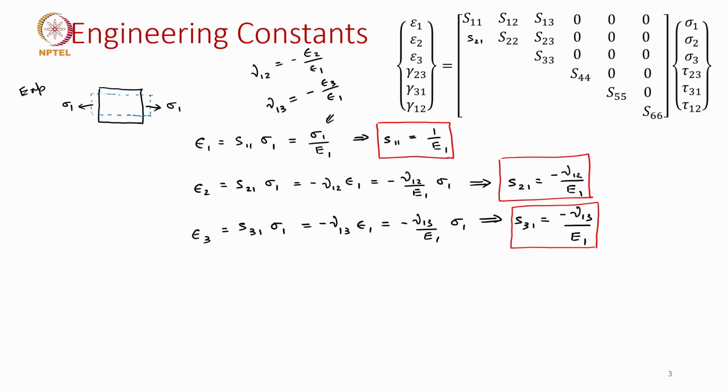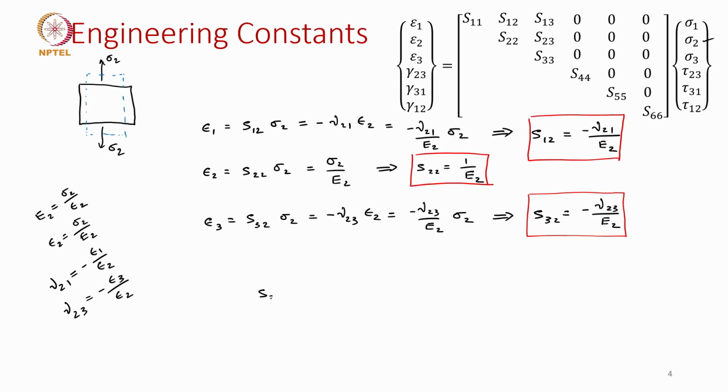S21 is minus nu 12 by E1. But we know that the compliance matrix is symmetric, which means S21 equals S12. So, since we know that it is a symmetric matrix, we should be able to write it as minus nu 21 by E2, and this is a very important observation. Let me show it in a box.